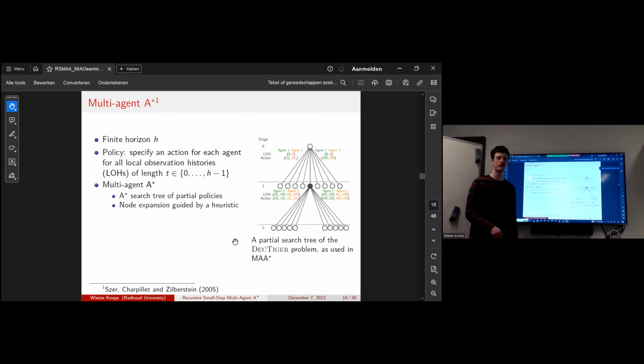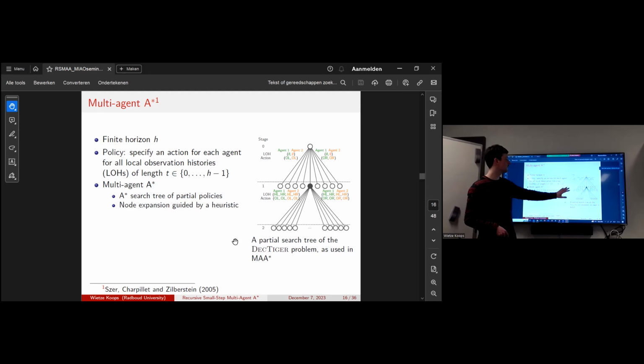And multi-agent A star works with an A star search tree of, well, partially specified policies. And like I said, the node expansion is guided by a heuristic. And here we have a partial search tree of the Dec-Tiger problem. So here in the root node, we have sort of the empty policy. And now what multi-agent A star does, it specifies an action for each observation history of length 0. So for both agent 1 and agent 2, it's going to tell what they're going to do at the empty observation history. Well, there are 3 possible actions, so there are 9 possible partial policies here.